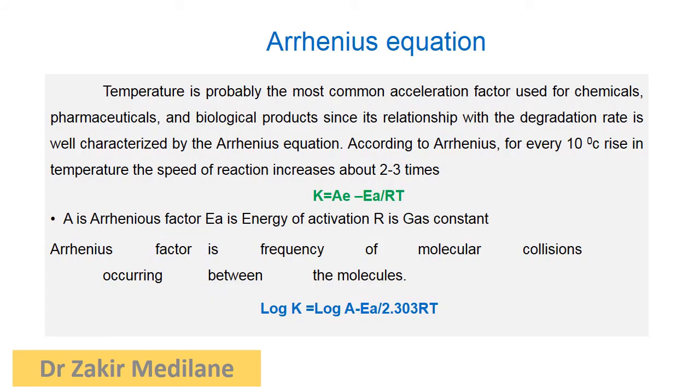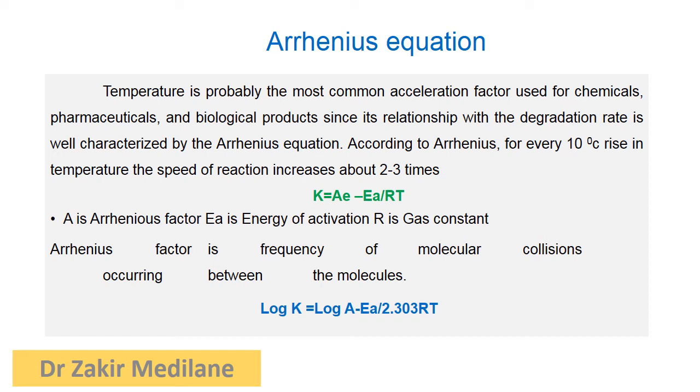Arrhenius equation. Temperature is probably the most common acceleration factor used for chemicals, pharmaceuticals and biological products, since its relationship with the degradation rate is well characterized by the Arrhenius equation. According to the Arrhenius equation, for every 10 degrees centigrade rise in temperature, the speed of reaction increases about 2 to 3 times. k = A e^(-Ea/RT).